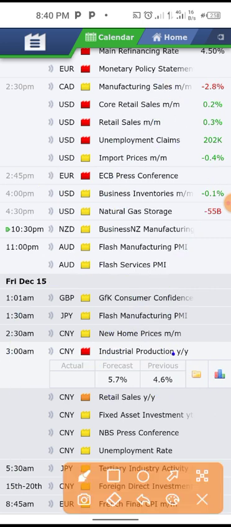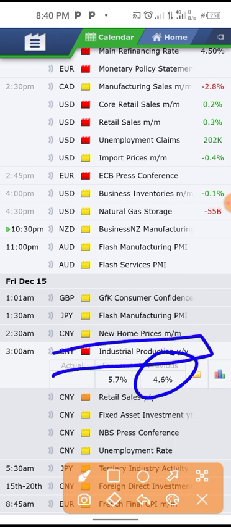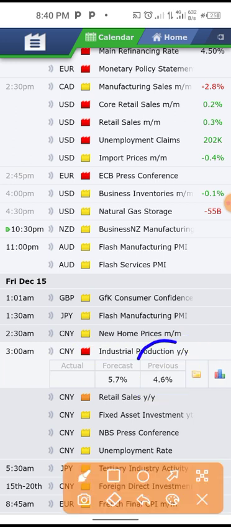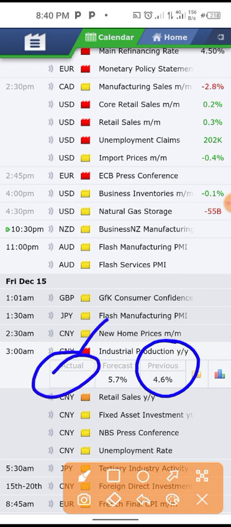But then, what can you see? There is already the previous data for last month in this particular news, industrial production. Now, the current data has not yet been made available. The current data will be made available when the news comes out tomorrow at 3 a.m. Before the current data comes out, what you can see is the forecast.